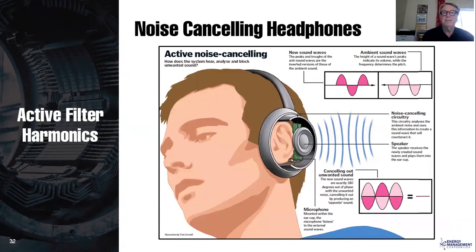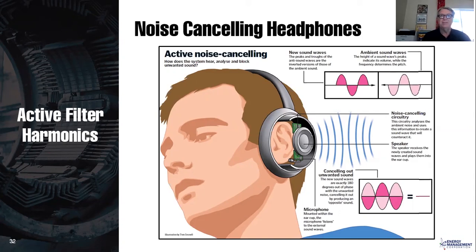Now, how do they work? Well, the best example that I can think of has to do with noise canceling headphones. I would call this a metaphor, but it isn't really a metaphor. It's exactly how harmonic filters work. And the only difference is noise canceling headphones do it with acoustic waves, and harmonic filters do it with voltages and currents, primarily currents.